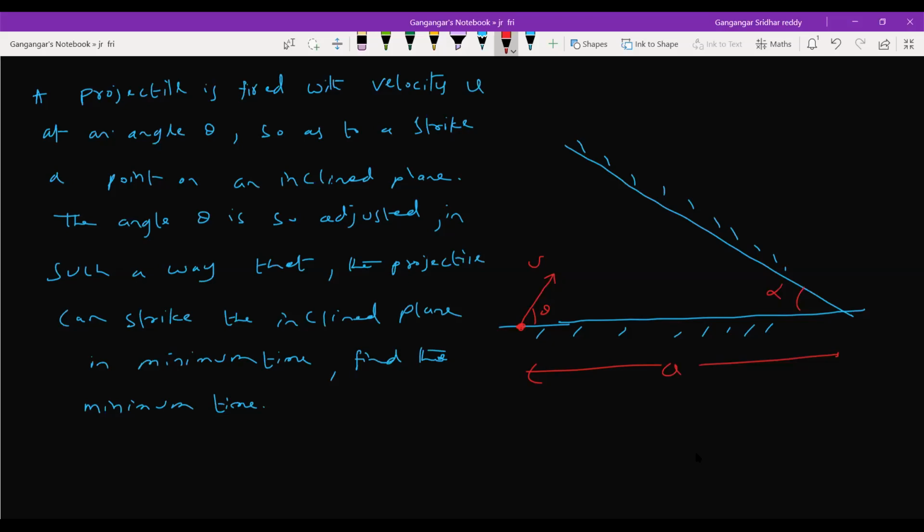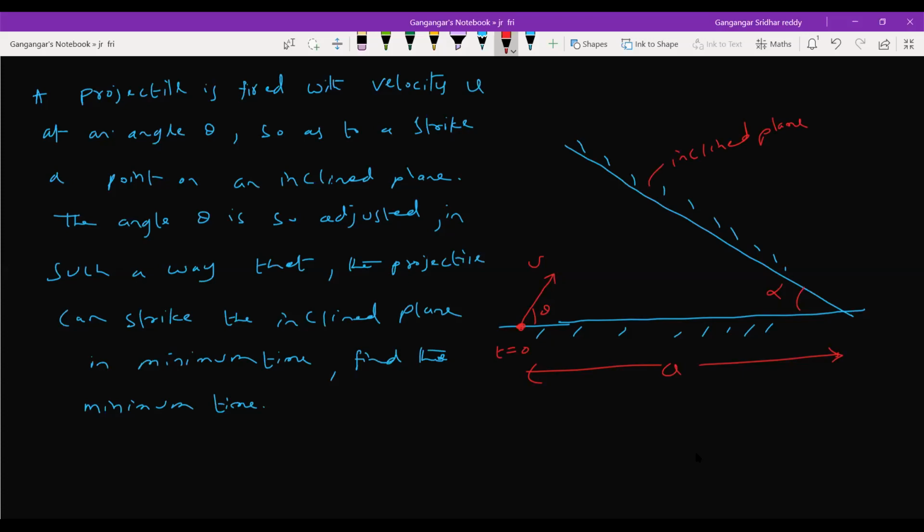It has to strike an inclined plane. At t equals 0, it is projected at a distance a from one end of the inclined plane. So how should the value of theta be adjusted so that it will strike the inclined plane in minimum time?